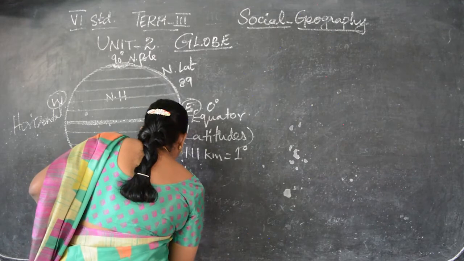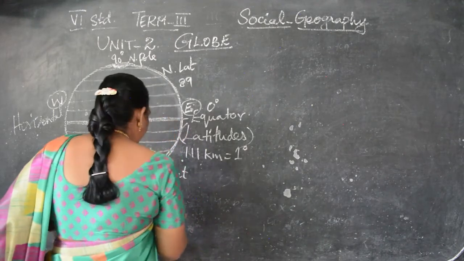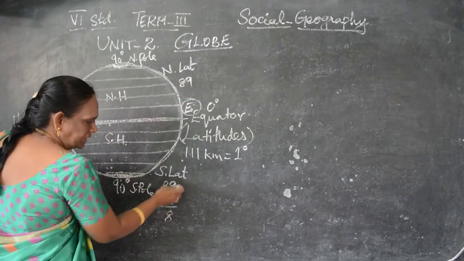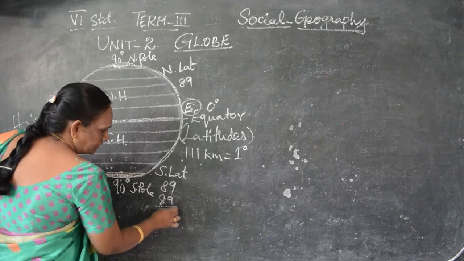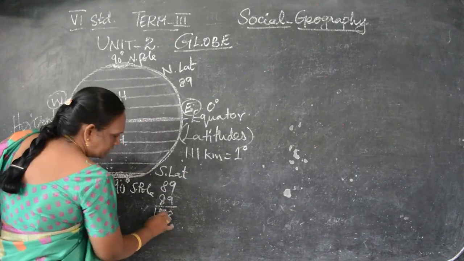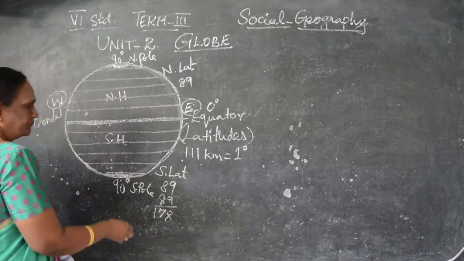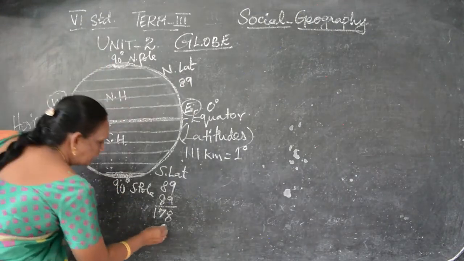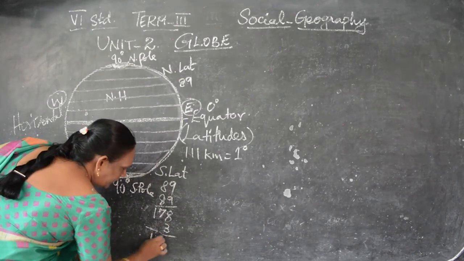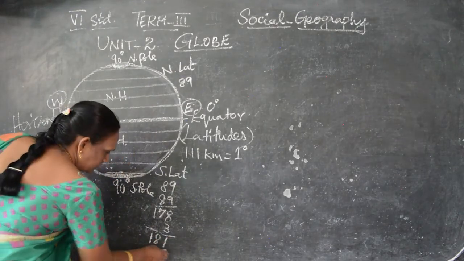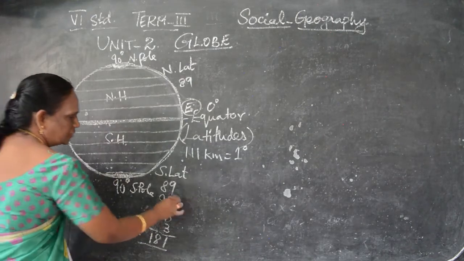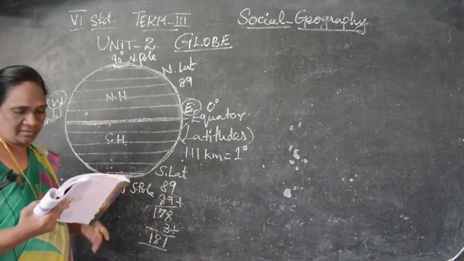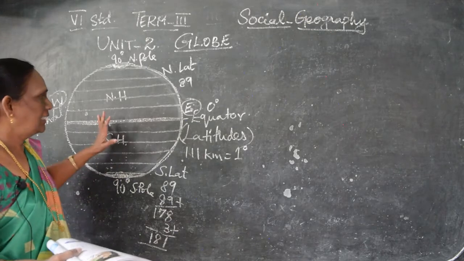So totally how many are there? 89 northern latitudes, 89 southern, 89 plus 89, how much is that? 178. Okay, and this equator one line, North Pole 1 and South Pole 1, so plus 3, totally 181. Totally how many lines are there? 181. Okay, are you able to follow? Yes. So these are about the latitudes.